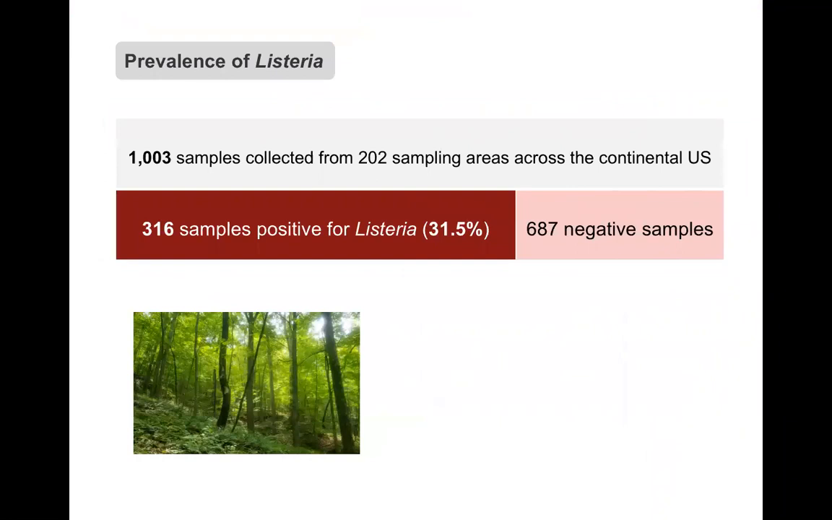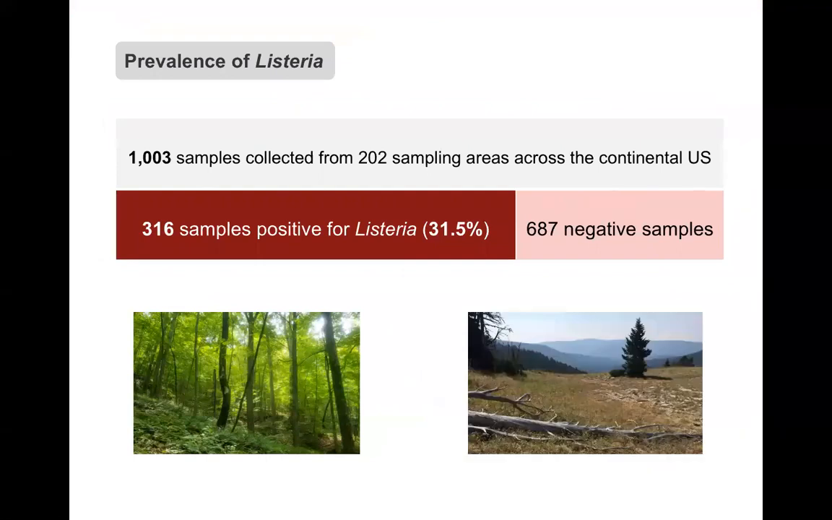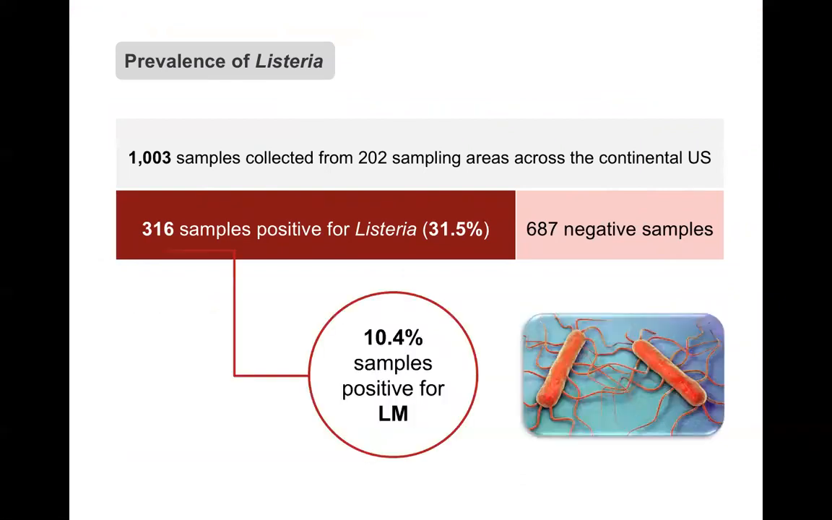So when we're talking about where Listeria is, I sort of want to zoom out for a second. This is results from a sampling project that our lab did pretty recently, where we collected soil samples across the United States from state and national parks to try to figure out where Listeria might be in the United States. And so out of 1,000 soil samples collected across the continental US, about 300 of them were positive for Listeria. And 10% were positive for Listeria monocytogenes. So I talked earlier about Listeria species versus monocytogenes. So about 10% were positive for pathogenic Listeria monocytogenes.